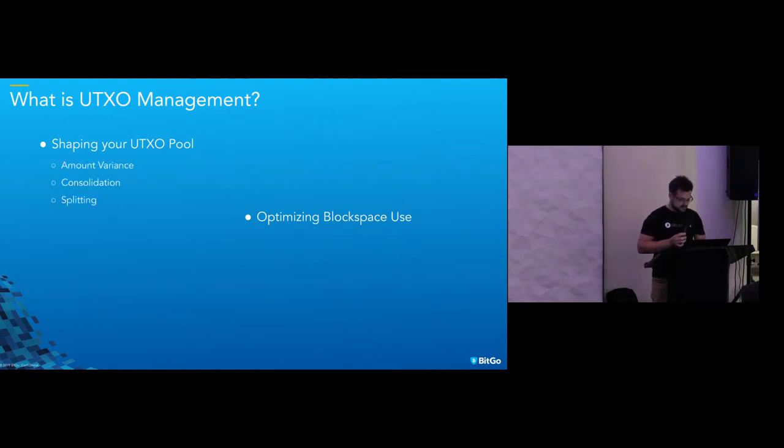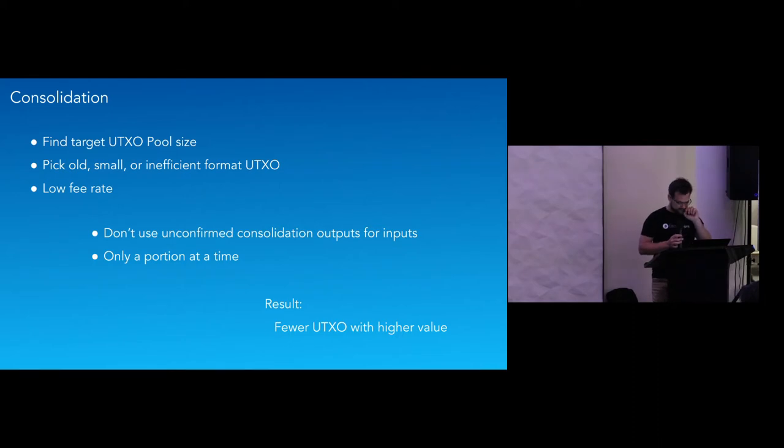The first one would be shaping your UTXO pool, and I want to get into consolidations a little more here. So maybe also for understanding, BitGo is a wallet service provider for enterprise customers, and some of the wallets we look at are fairly big, and some of these things don't directly translate to private wallets that might have half a dozen unspents, but we're looking at wallets that have transactions in the hundreds per day, maybe, right?